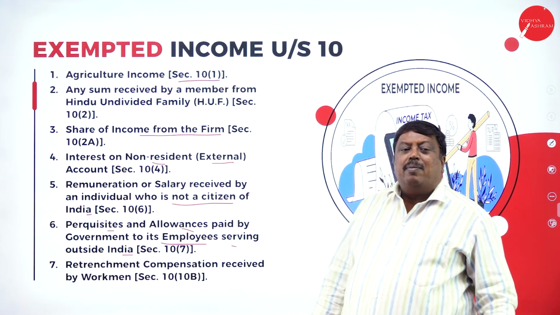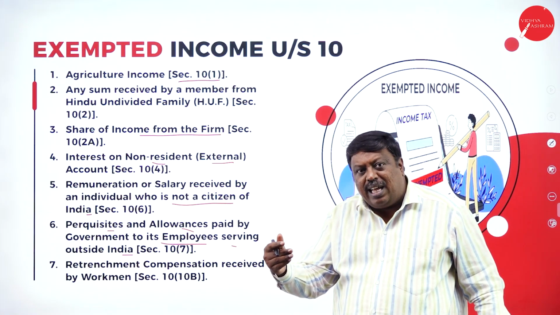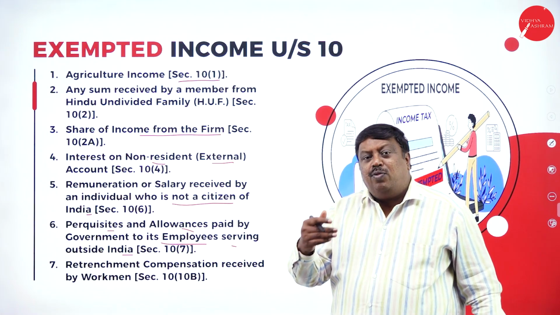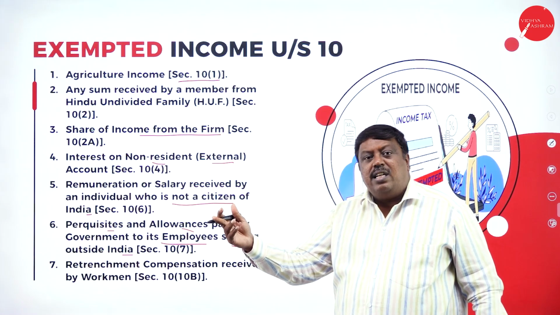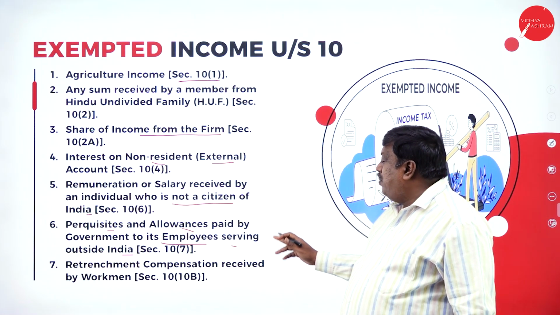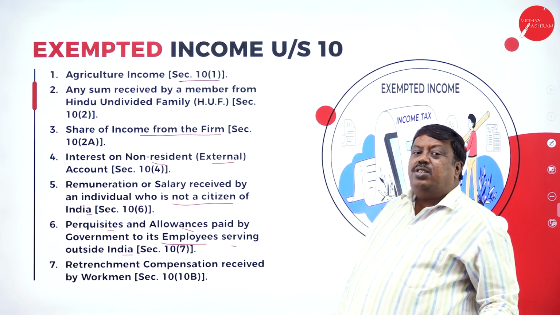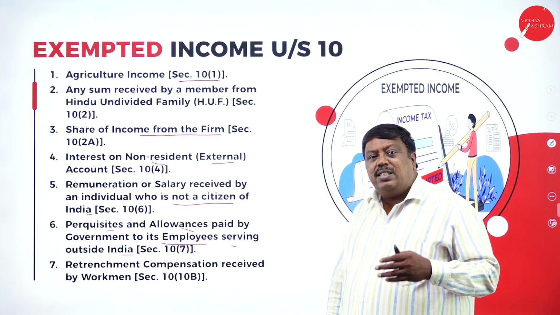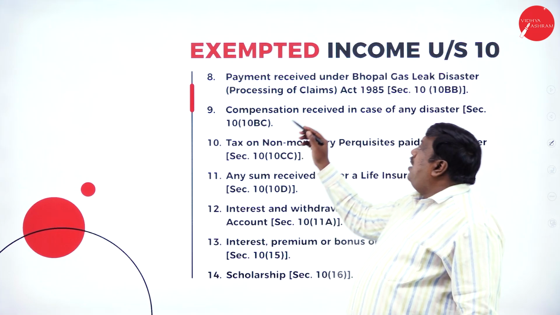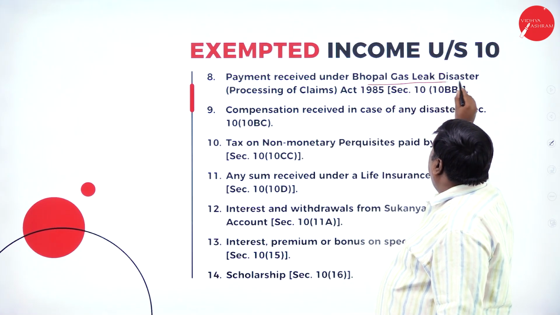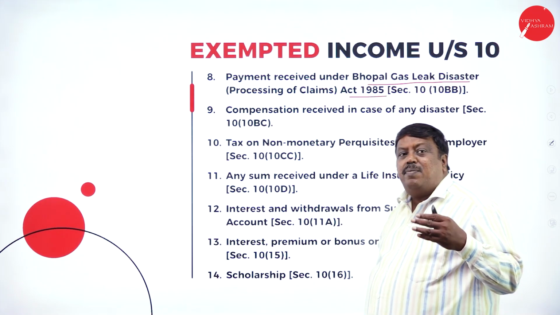That is nothing but I am a government employee in India, but now at present on official work I have been sent to London. Whatever additional benefits are paid for me to work in London, those things are exempted from tax. Retrenchment compensation received by a workman. If any compensation is received by the workman during service for certain incidents, that amount is exempted from tax. Payment received under the Bhopal gas leak disaster, added in 1985, is exempted from tax.